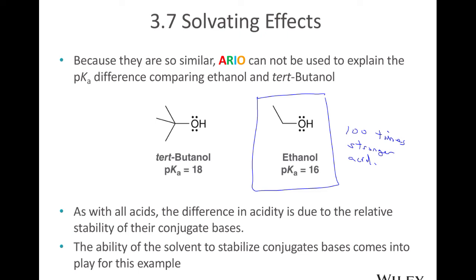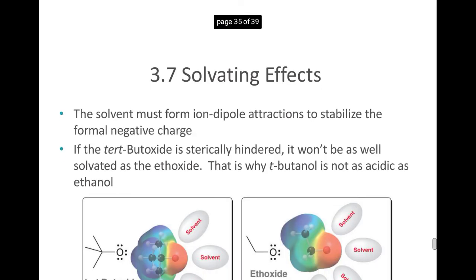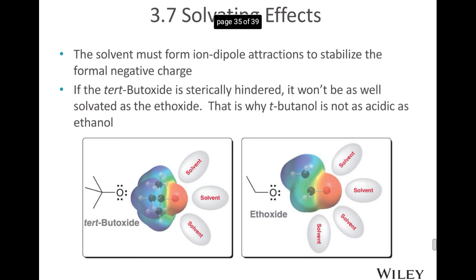And it says down here that the ability of the solvent to stabilize conjugate bases comes into play for this example. If I look at the next slide, it says the solvent must form ion-dipole attractions to stabilize the negative charge. If I draw in the negative charge on my tert-butoxide and my ethoxide, you can see from the electrostatic potential map the negative side shaded in red, and the positive side in blue. The negative charge is much more sterically hindered by these three CH3 groups.